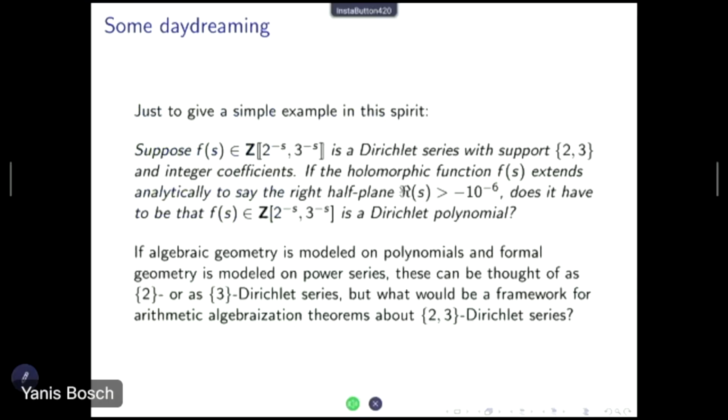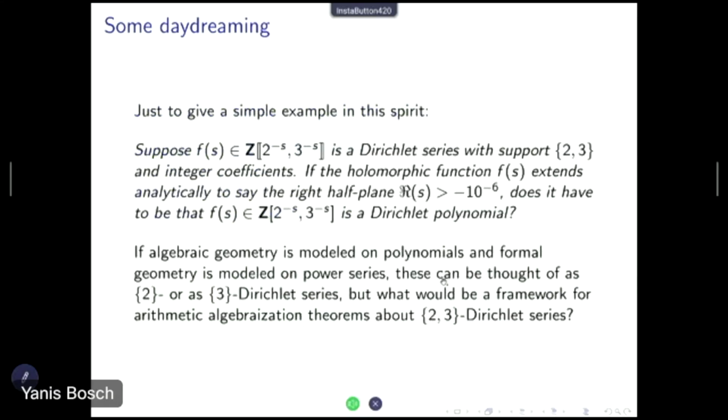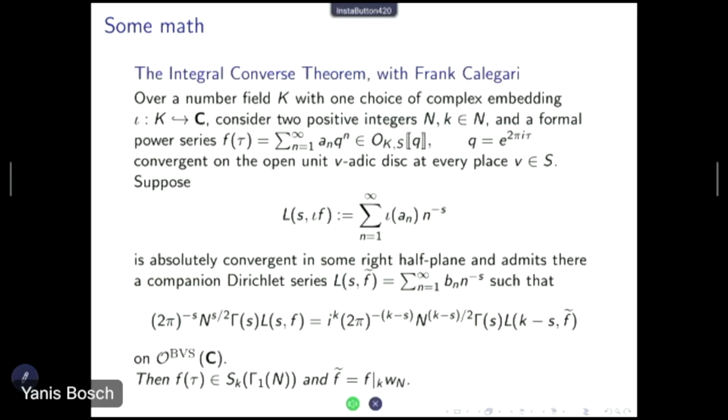Just to state the obvious, if this set had usual capacitance 0, then by the removable singularities theorem, this is certainly true. That uses no arithmetic dimension. But how much would the situation improve if we take into account the integrality of the Dirichlet series coefficients? Perhaps I will skip this slide and now finally state some mathematical statement.